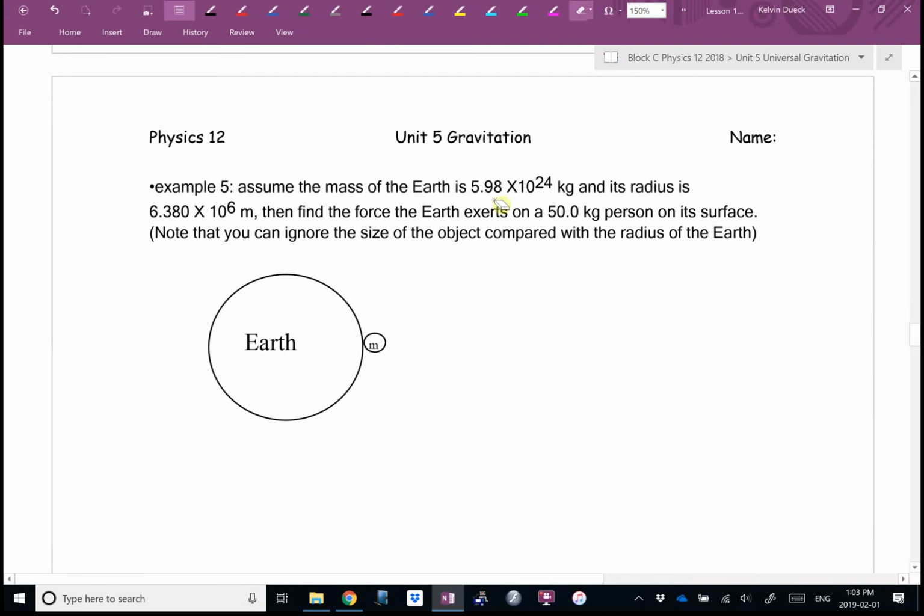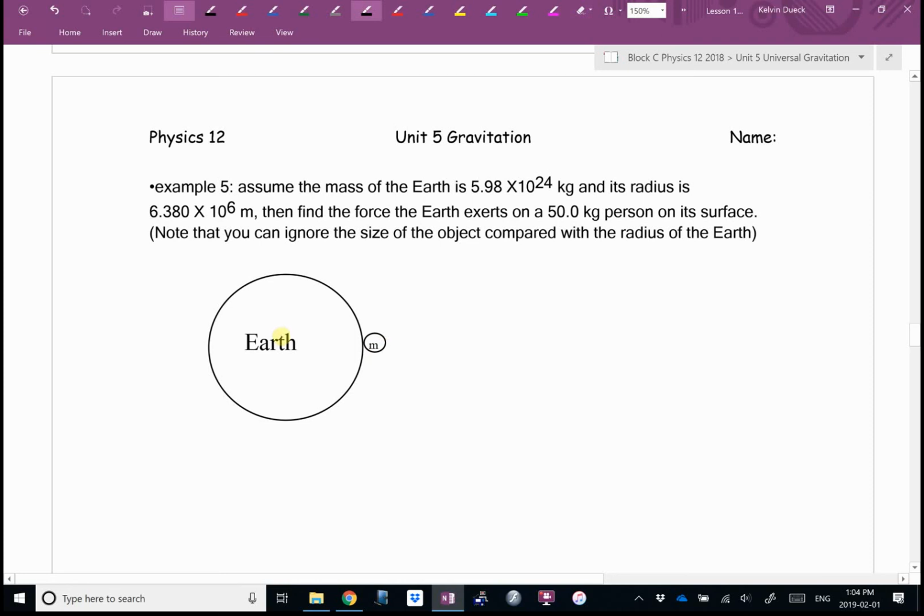If we assume that the mass of the Earth is 5... Sorry, no, we don't have to assume. Cavendish was able to calculate that the mass of the Earth was 5.98 times 10 to the 24th. And we know that the radius is 6.38 times 10 to the 6th. Let's find the gravitational force that the Earth exerts on a 50-kilogram person standing on its surface.